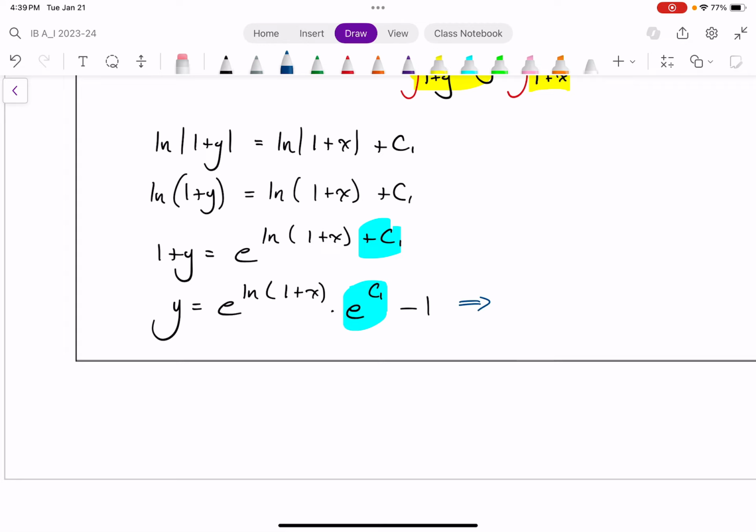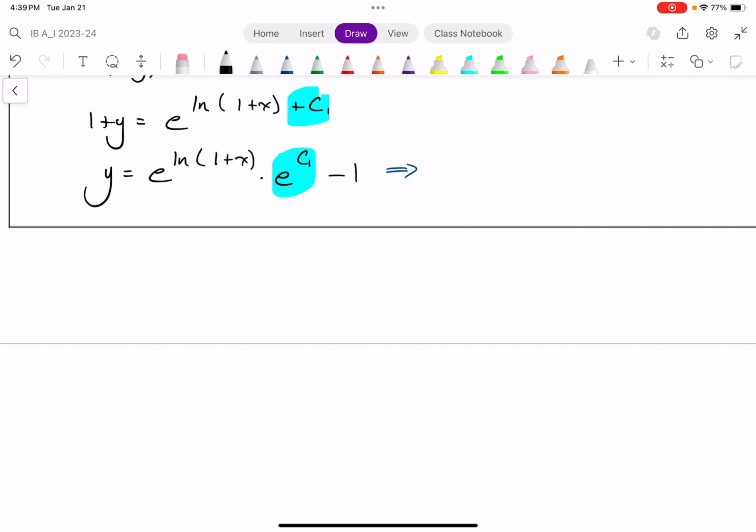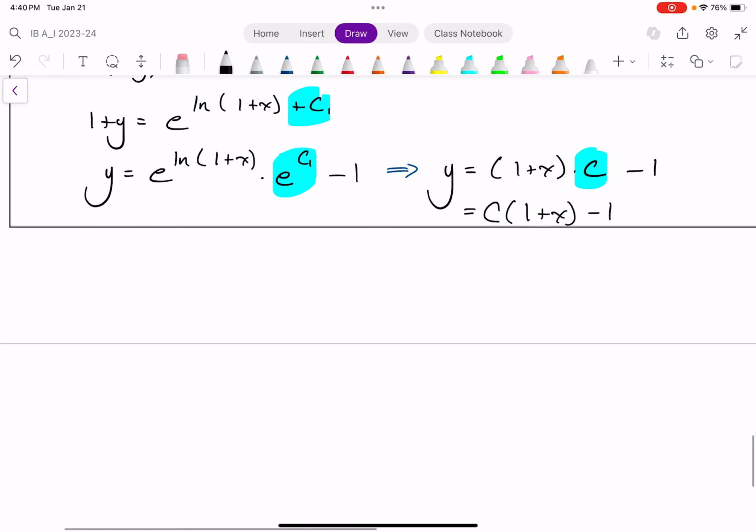And so this leads me, I'm running out of space here, to y equals e to the natural logarithm of 1 plus x, which actually I'd save myself a bit of time. Those are inverses of one another, so let's just save myself the time and the space and write 1 plus x times this constant c, which I can put first or last, it doesn't matter, minus 1. So again, that's my general solution. 1 plus x times c minus 1, or it's probably a little more conventional to put the c first. That is the general solution.